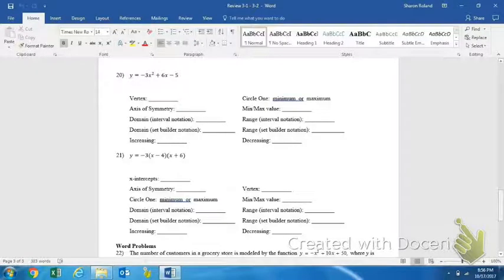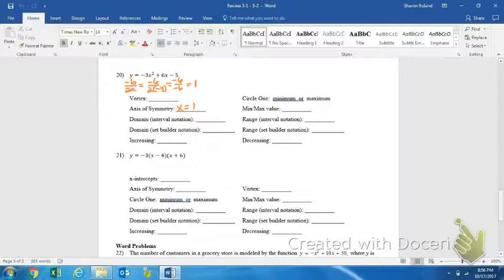On number 20, you have to use negative b over 2a. B is the number in front of x, so in this case it's negative 6. 2 times negative 3, you end up with negative 6 over negative 6, which is positive 1, and that is your axis of symmetry, x equals 1.